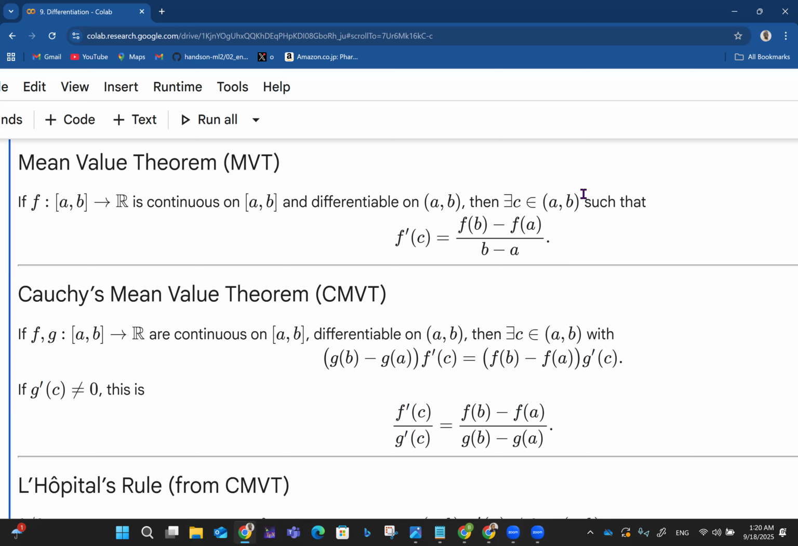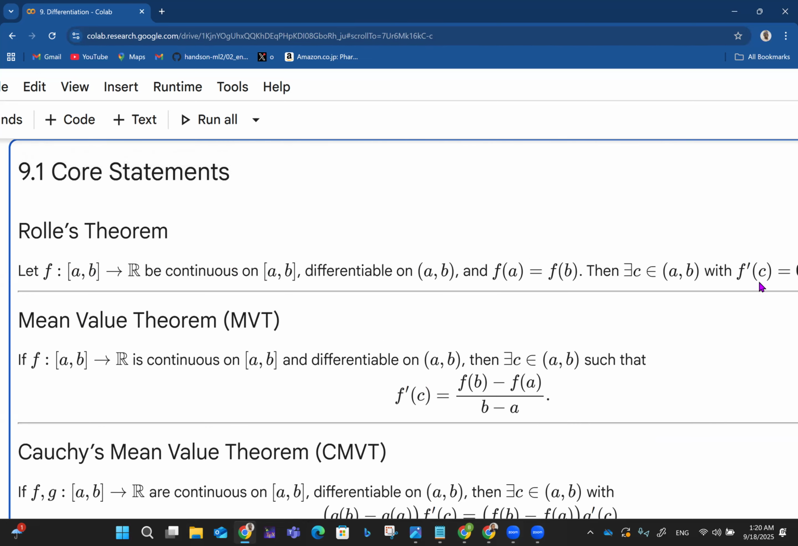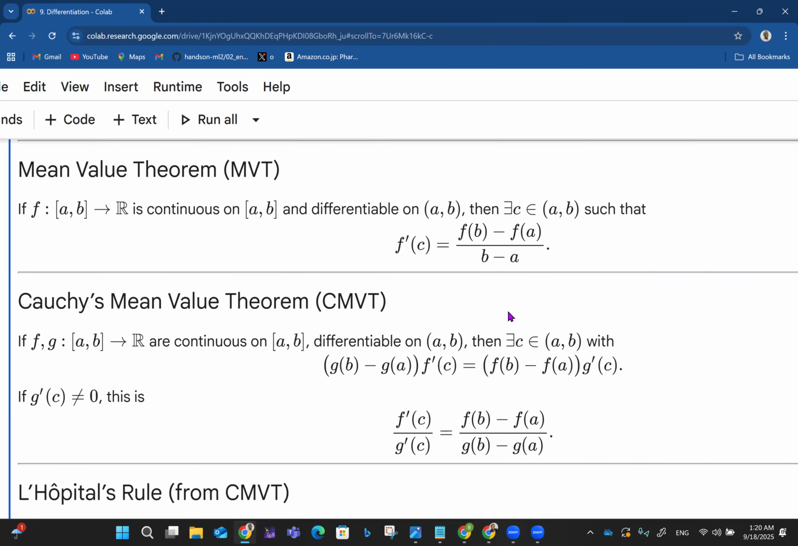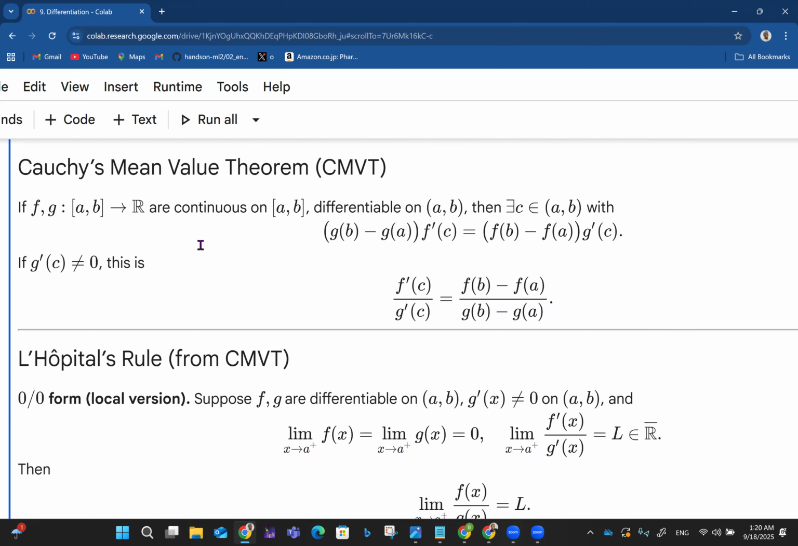And then the difference in getting the c: for Rolle's theorem, the c is such that f prime of c is 0, but in the mean value theorem, the c is such that f prime of c is equal to f of b minus f of a all over b minus a, like that, right? And then we go ahead and we have the Cauchy's mean value theorem, CMVT.